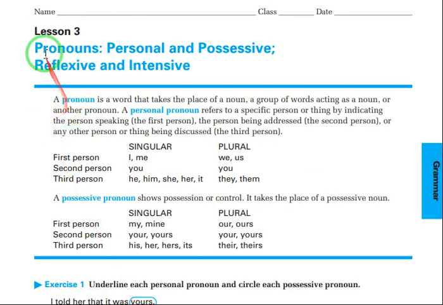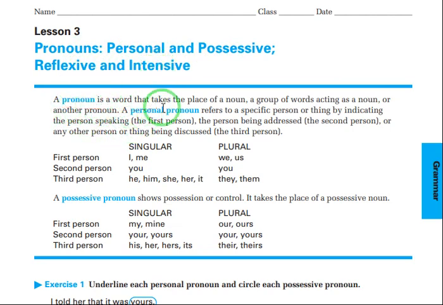Now we have to move to pronouns. We all know that pronouns replace nouns. When we don't want to repeat the same noun again and again, we use pronouns. We have kinds of pronouns. We have personal pronouns, possessive pronouns, reflexive pronouns, and intensive pronouns.